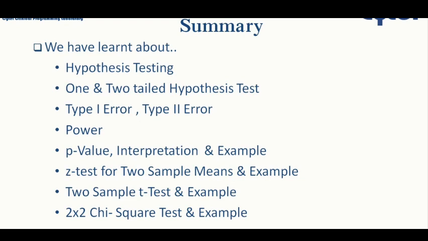We have learnt in the consecutive 2 sessions of statistical inference the concepts of hypothesis testing, then what are 1 and 2 tailed hypothesis tests, type 1 error, type 2 error, what is meant by power of a test, p-value, its interpretation and example, and then some examples on z-test for 2 sample means, 2 sample t-test and 2 by 2 chi-square test and example.